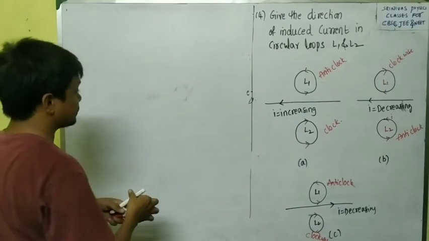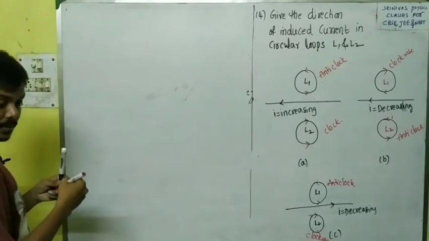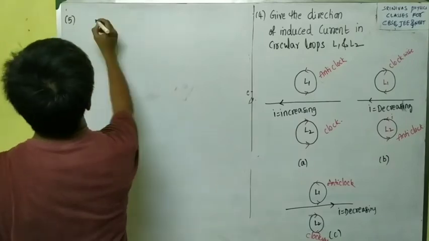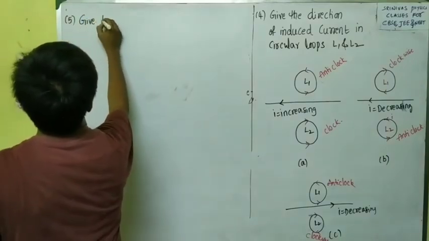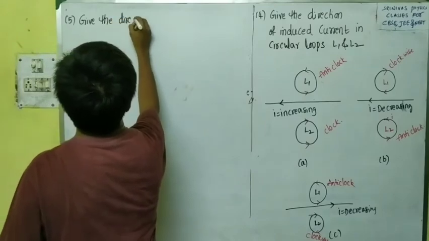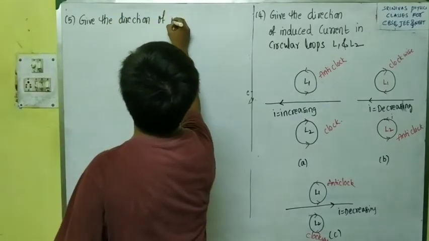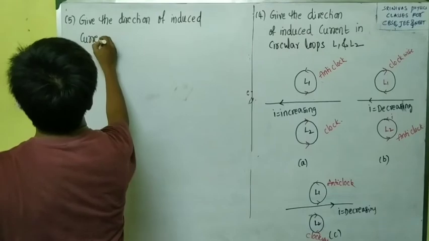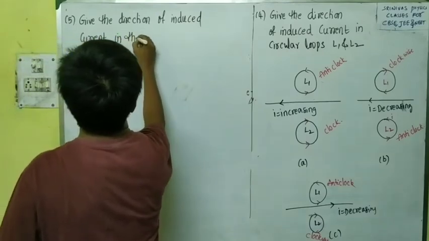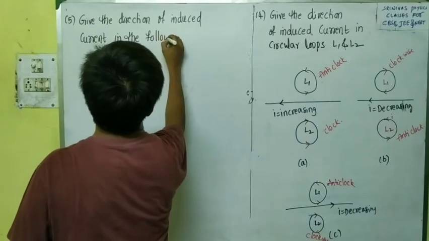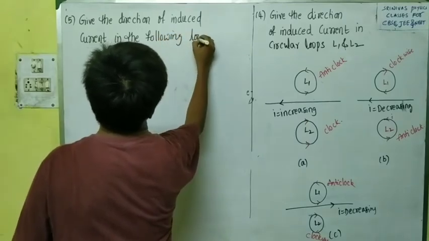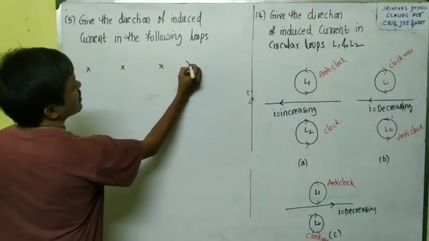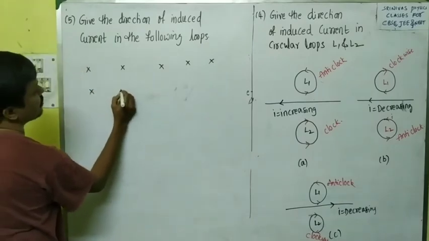You see this diagram, and the fifth application I am going to explain, that is, give the direction of induced current in the following loops. Right? This is our question. And there is one diagram, right? Okay, like this. This is the uniform magnetic field. Uniform magnetic field.